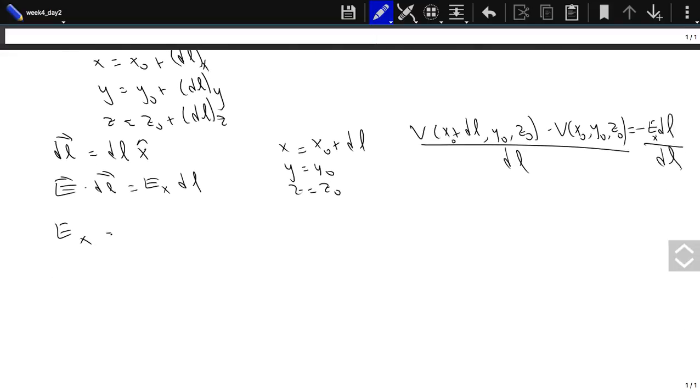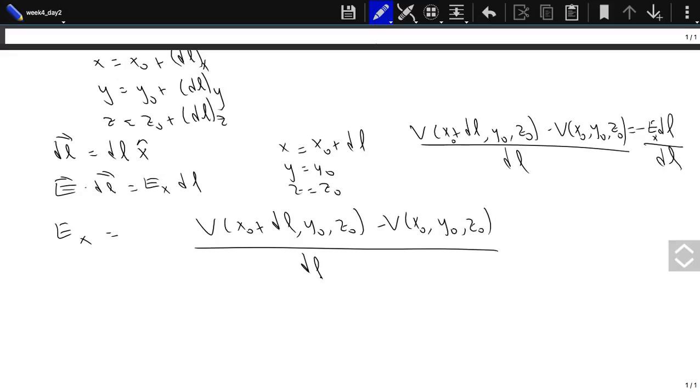So what I obtained is that Ex is equal to minus V of x0 plus dl, y0, z0, minus V of x0, y0, z0, divided by dl. This would be true for any small enough dl. Let us just take the limit as dl goes to 0. Now what is this? This limit should be familiar to you. I have a minus sign over there.